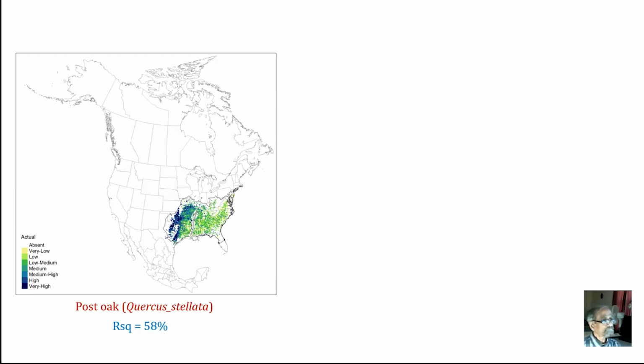I'll show you first the current distribution according to FIA, going all the way from very low or absent to very high relative abundance. The boundary you see here is Little's range maps, which was done in the early 70s, I think. I've also given you the R square, so you get an idea of the strength of the model.